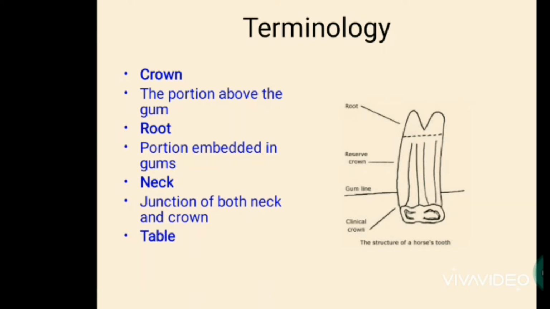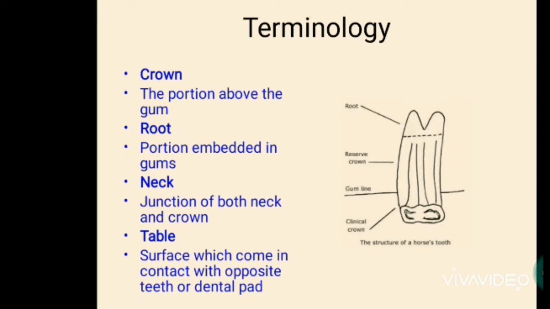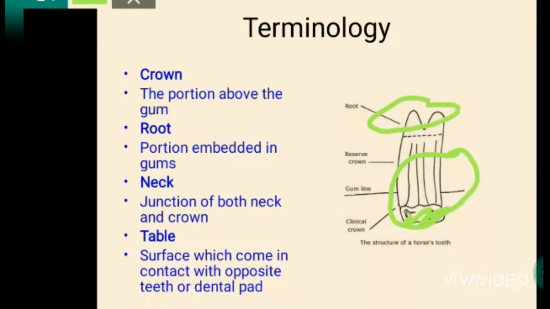And the table is the surface which comes in contact with the opposite teeth or a dental pit. So this is called the table, this part is called the crown, this part is called the root, and this junction is called the neck.